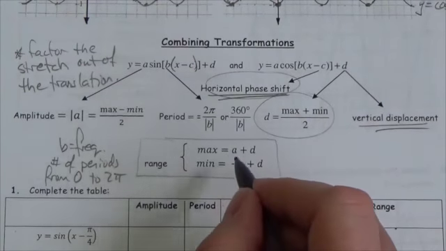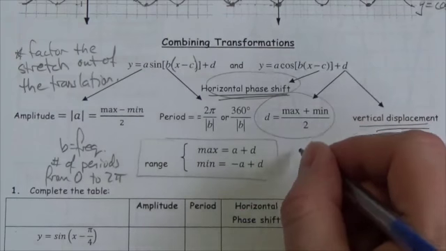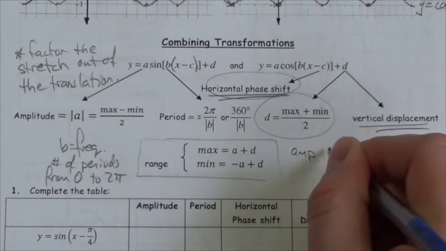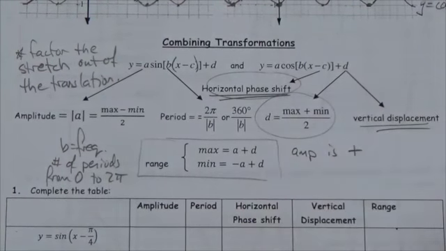Remembering that a, again, is the amplitude, and amplitude is positive by definition, okay? Even if there's a negative in front, that negative is simply telling you that it's a negative sine graph or a negative cos graph. It's implying a reflection. It's not included with the amplitude.